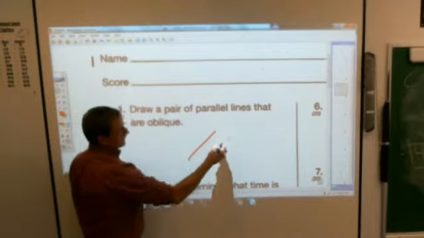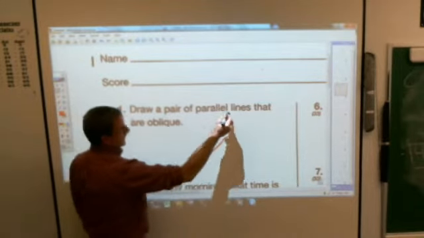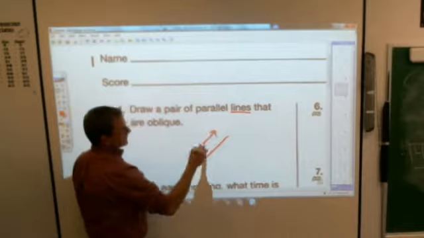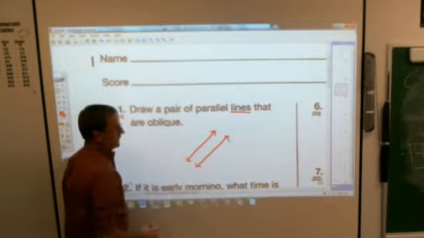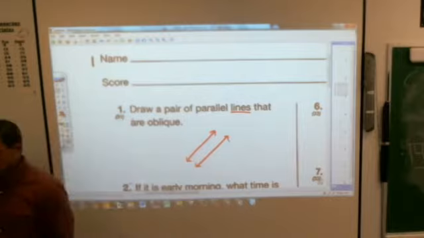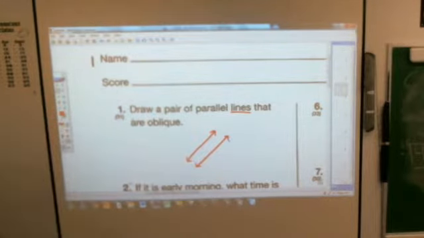So they have to be like this. And it said lines, not segments. So remember, tomorrow on the test, if it asks you for lines and you don't put arrows on it, it will be wrong.